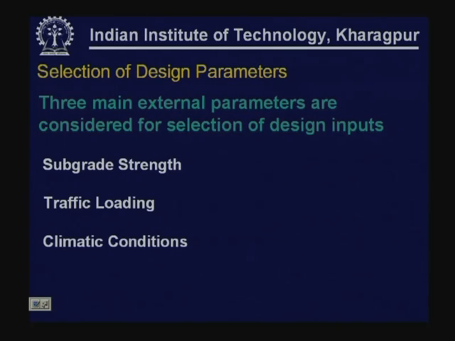The next external parameter is obviously the traffic load that is applied: how many, what magnitudes, at what intervals. So, this is another external parameter we have to have information about. And third is the climatic condition in terms of temperature, in terms of rainfall, and how it varies over different seasons. All this information is very essential for designing pavements properly.